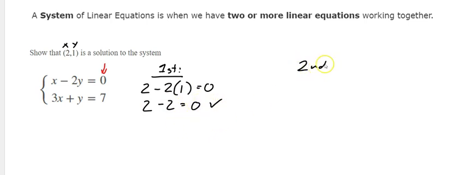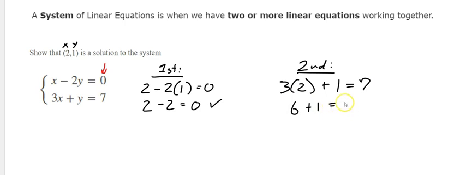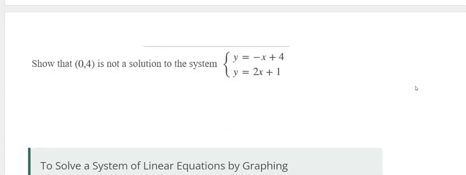Now let's do the second one. We're going to do the exact same thing. We're going to take the 3 where it has x, we're going to substitute 2, plus where it has the y, we're going to substitute 1, and it all should equal 7. Well, 3 times 2 is 6, plus 1 equals 7, and yes, that does check out. We do have 7 equals 7, just like over here we have 0 equals 0. So yes, that does check out. Pretty straightforward. Let's go to the next page and see another example here.